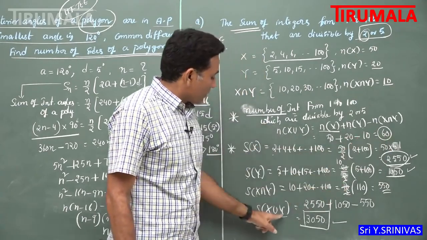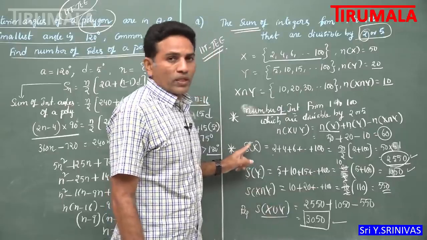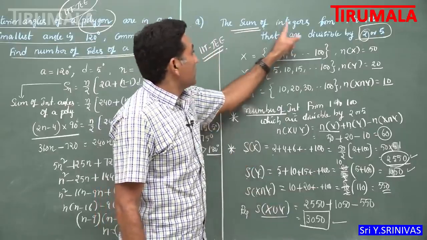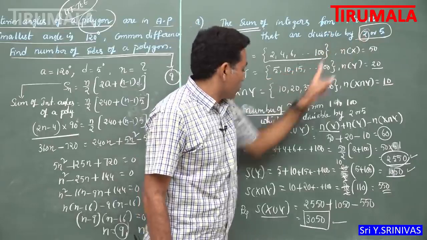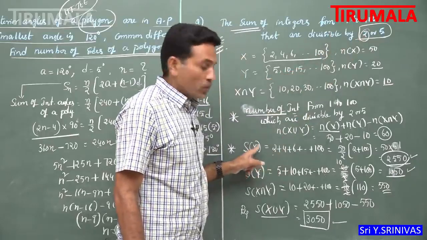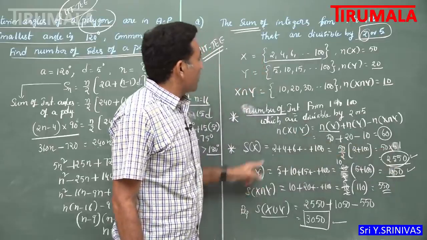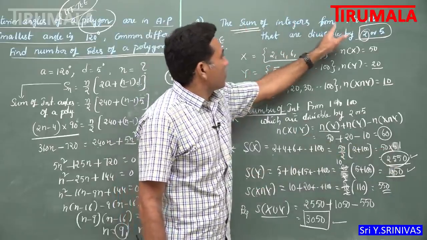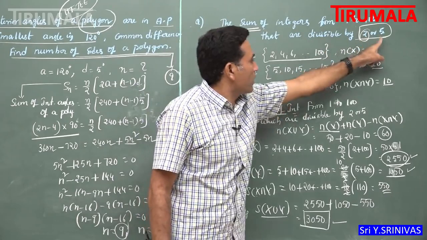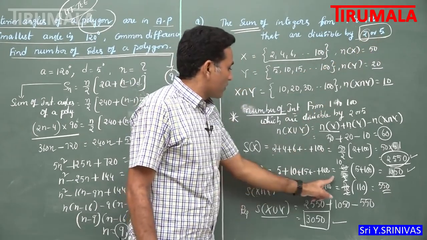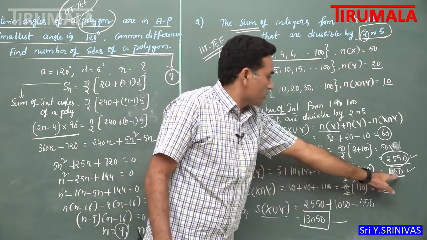Here we find the sum, S of x. What is the notation of S of x? Sum of integers which are divisible by 2, the sum of 2 multiples. S of y: sum of the integers from 1 to 100 which are divisible by 5. Sum of 5 multiples is the answer.